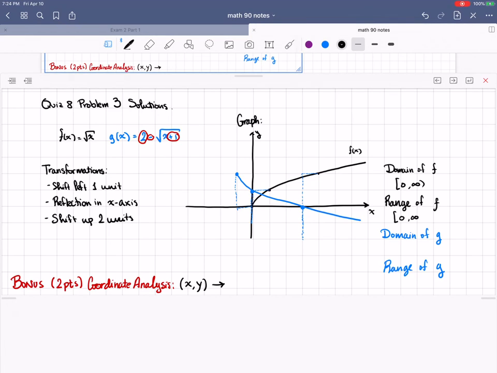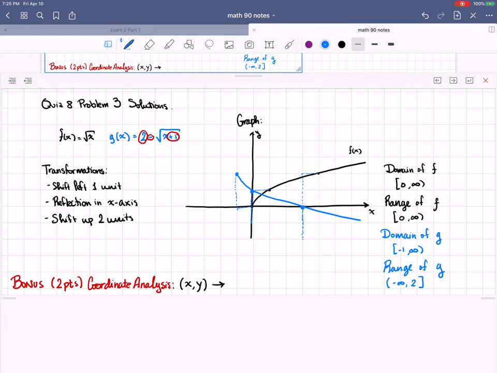So again, for the domain, we're looking at the x-coordinates of the points of the graph. For the range, we're looking at the y-coordinates of the points on the graph. The domain of g, interesting. Instead of starting at 0 and going to infinity, the domain of g starts at negative 1. That's the shift to the left that we're seeing there. And then the range of g, rather than going from 0 up, actually comes up to 2 and then stops. So what you see there is both the reflection in the x-axis and the shift up 2 units.